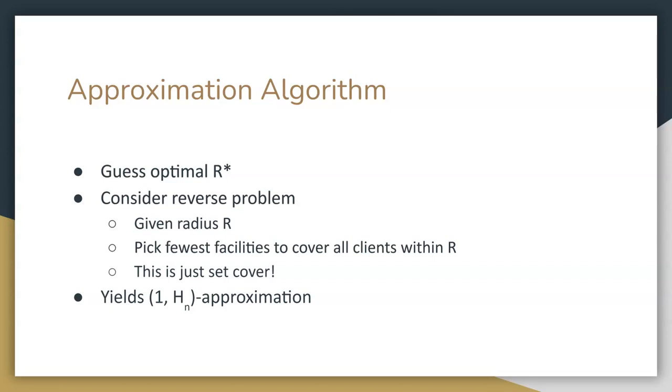Now, if we simply input r star, the optimal radius, into that set cover algorithm, the output will be a set of facilities which covers every single client within radius r star, and furthermore, the size of that facility set will be at most k times Hn, which means that we have a (1, Hn) bicriteria approximation algorithm for our problem. Based on the previous hardness result, this is essentially best possible.